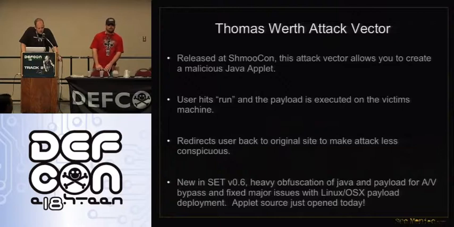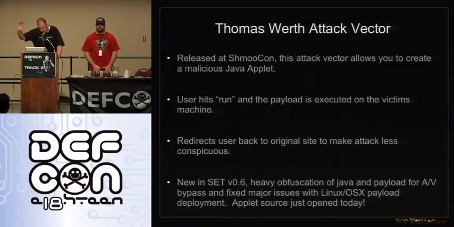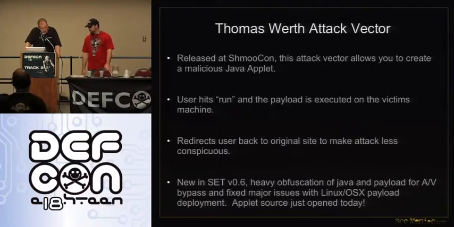I've got to give a shout out to Thomas Worth, who wrote the Java applet attack vector. It was closed source. We initially released it at ShmooCon closed source and heavily obfuscated, but we did open source it with version 0.6, which was released at B-Sides on Wednesday. So you can manipulate the source code, use anything you want, do what you want to. It's all open source. Special thanks to Thomas Worth for that.